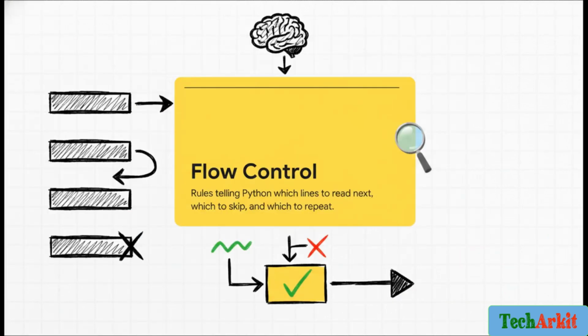And that brings us right to our core definition. Flow control is simply the set of rules that tells Python which lines of code to read next, which ones to completely skip over, and which ones to repeat. It's literally just the order in which statements are executed. You're basically giving the computer a tiny little brain so it can make decisions on its own.